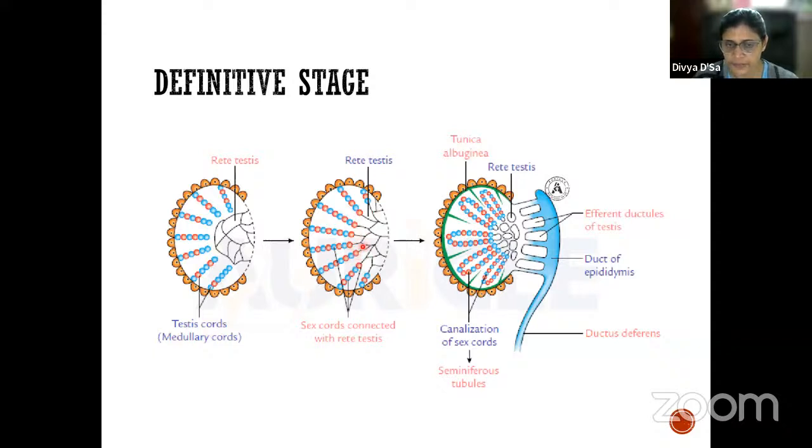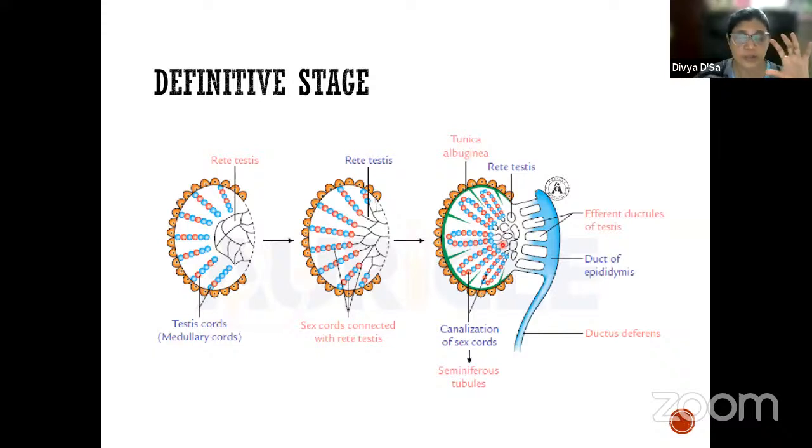They regress and break up into tiny cell strands. These are all the cell strands, and they anastomose with each other. Now the sex cords become U-shaped, or horseshoe-shaped. Once they become horseshoe-shaped, they get canalized in the center, and that we call the seminiferous tubules. The anastomosing cell strands also get canalized, and they form what we call the rete testis.